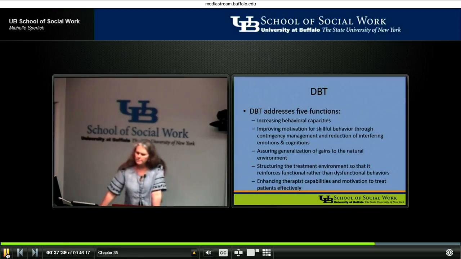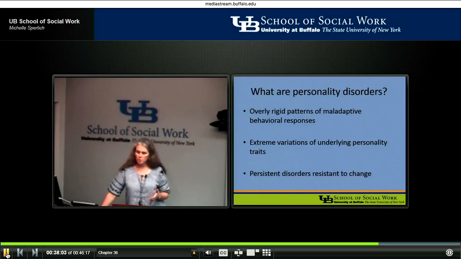These functions are divided generally among the following 4 modes of service delivery. One is weekly individual psychotherapy, typically an hour a week. Then you have group skills training, which is about 2.5 hours a week. And then you have phone consultation as needed within limits of the therapist's predefined limits. And weekly therapist consultation team meetings. This is the part that's going to enhance therapist motivation and skills and provide therapy for the therapist, the supervision that would be so critical in working in this way.